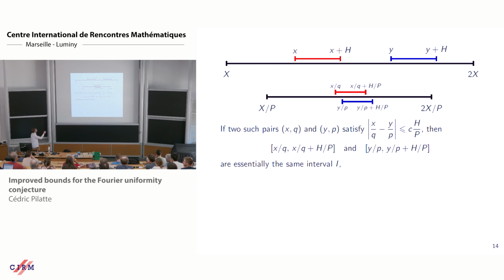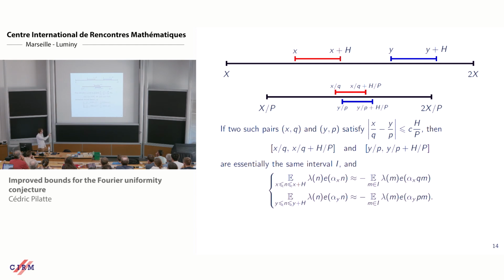Now, if you have two intervals at this scale x, it's possible that there will be primes p and q such that the two smaller intervals are essentially the same. So they overlap for most of it. This happens if x over q minus y over p is smaller than a small constant times h over p. And then the small intervals are basically the same.